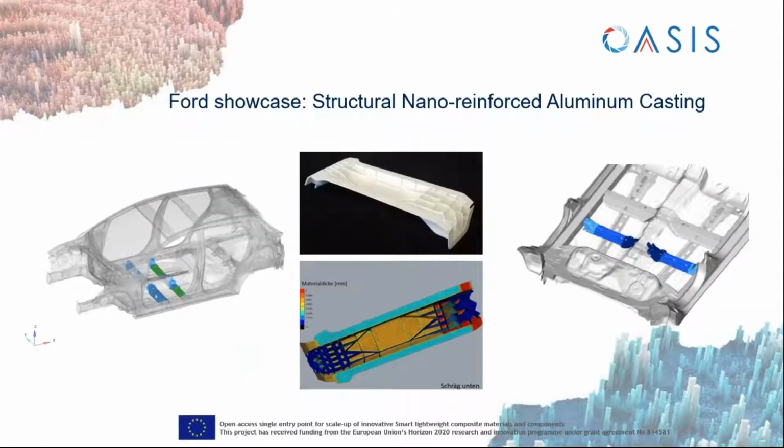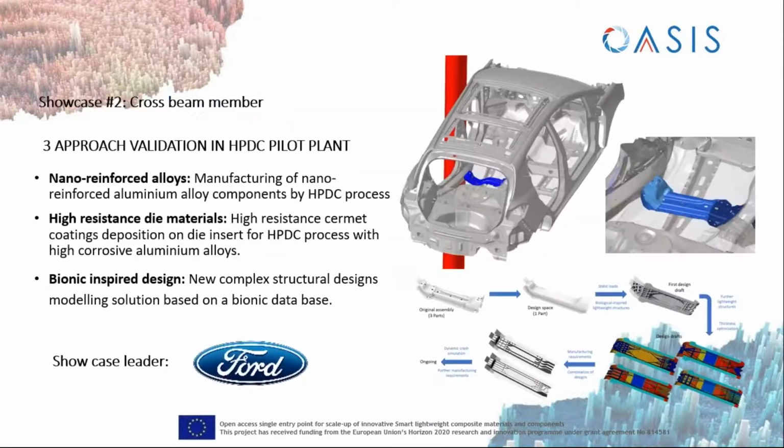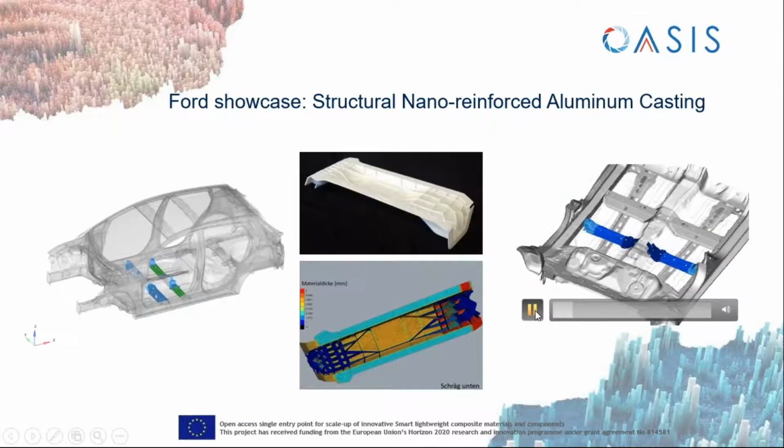As I said, in this project, we have identified structural casting. Here you can see a seat cross member. This is beneath the seat of the vehicle, and we've identified this part as a demonstrator part to produce nano-reinforced materials. On the right-hand side, you can see a short video.